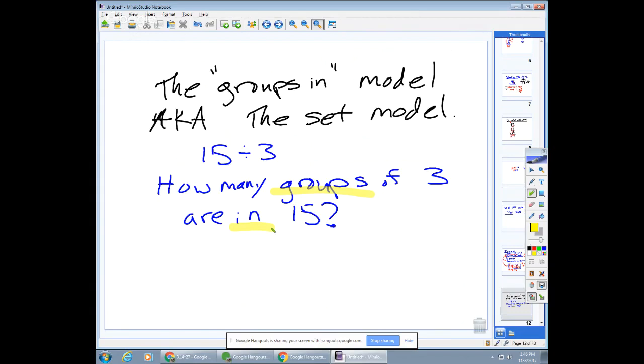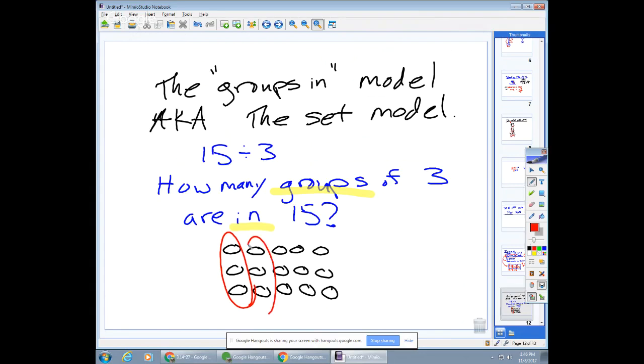Right. So in this one right here, I just have groups of 3, and so I just start putting them together. So typically here, I just write out my 15 things. And then I start collecting groups of 3 of them. And it doesn't have to be in an array, I just chose to do that here. So I get 5 groups of 3. So that 5 is my answer.